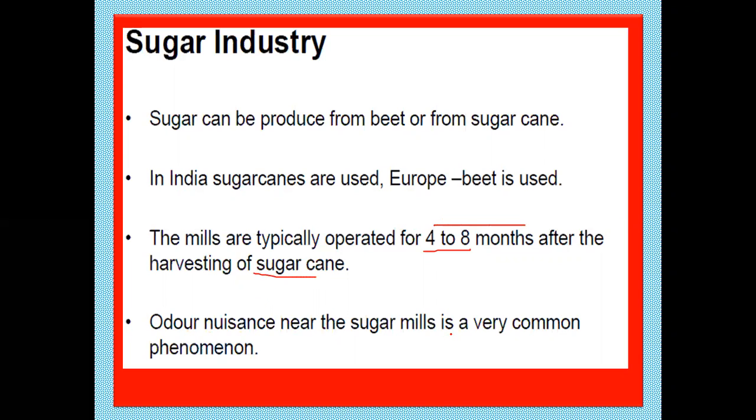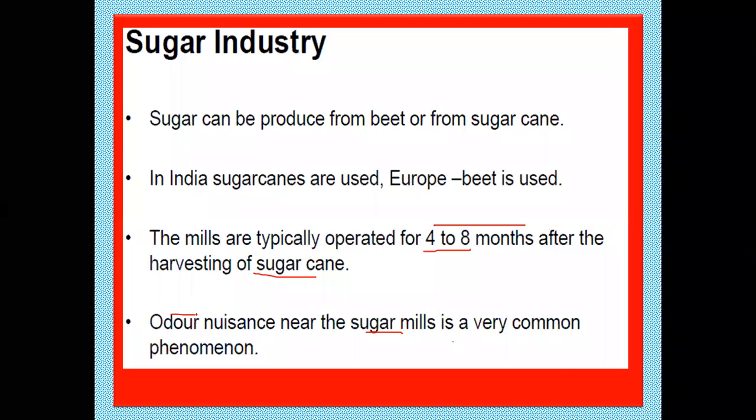Order nuisance near the sugar mills. Okay, so sugar mills దగ్గరికి వెళ్ళినప్పుడు, if you go to any sugar mills factory nearby, you can see the smell of the molasses. అంటే షుగర్ నుంచి వచ్చే ఎక్స్ట్రాక్షన్ నుంచి you are getting some sort of chemical smell, some sort of odor smell, which are not hygiene for your breathing.